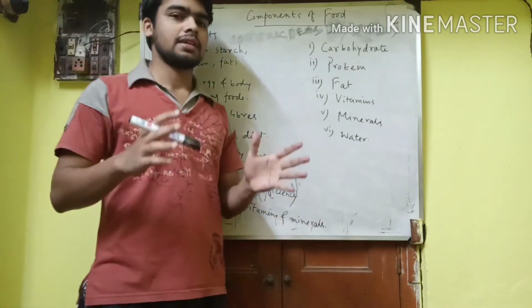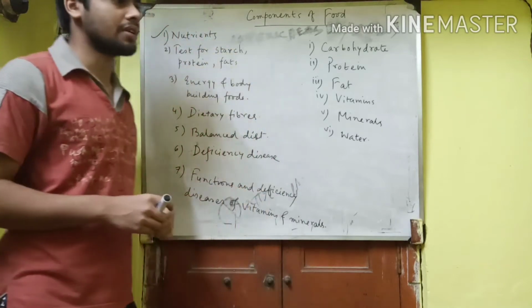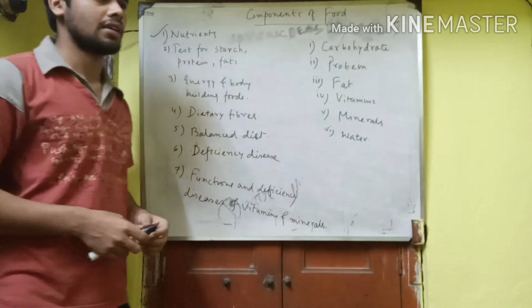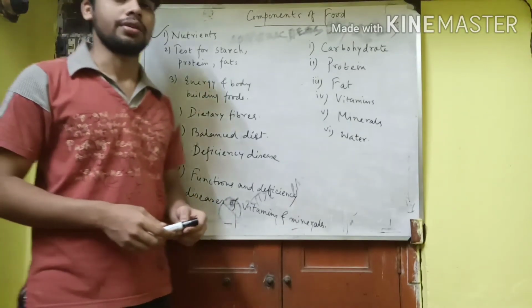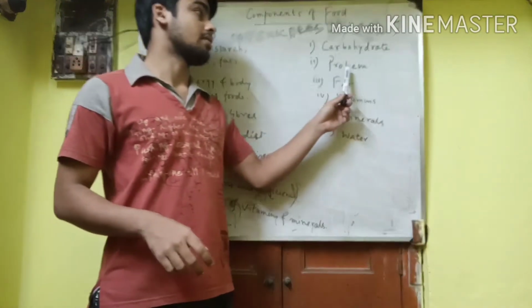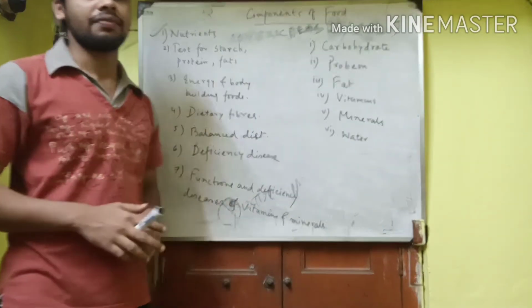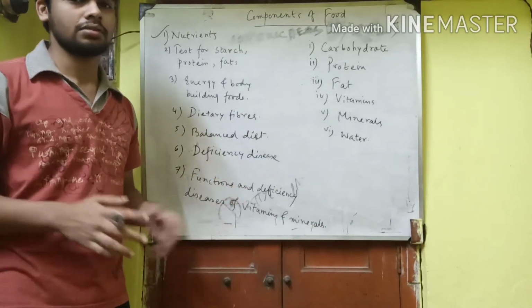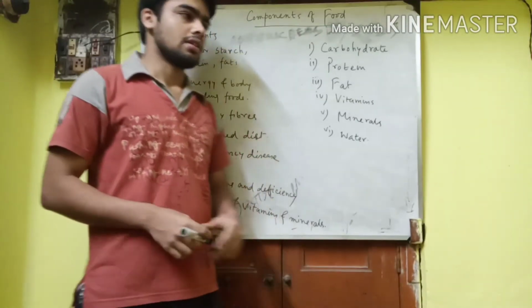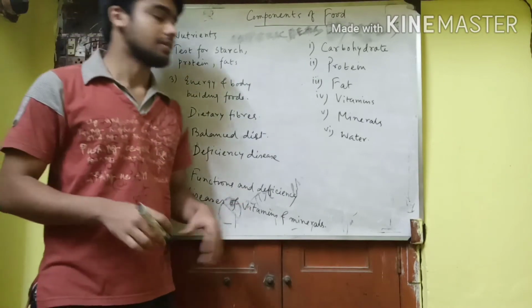We mainly take in carbohydrate from plants, and there are a few carbohydrates present in the animal body, but we get protein mainly from the animal body, and there are also some plant products that contain proteins. Okay, so that's another part.